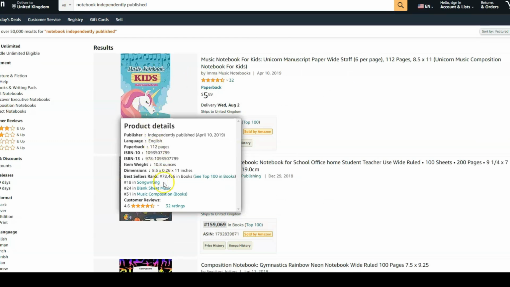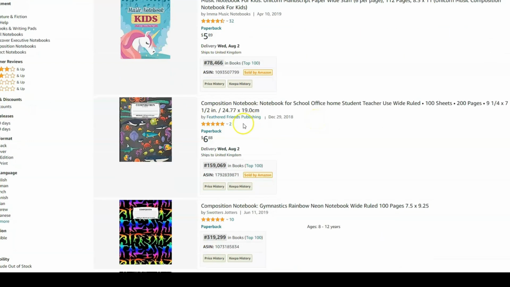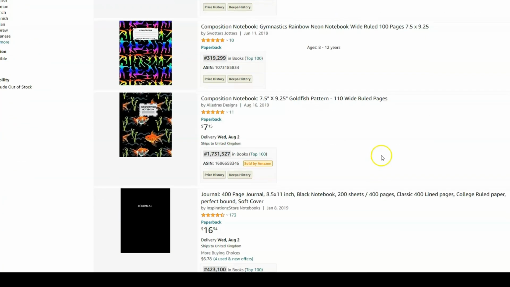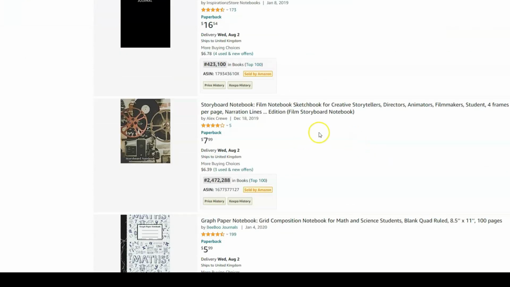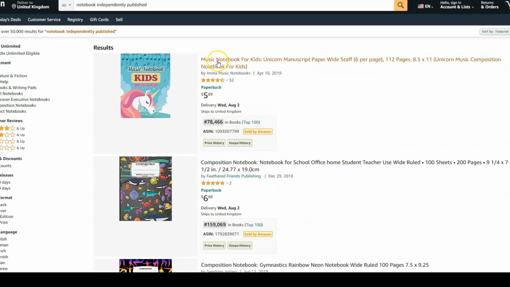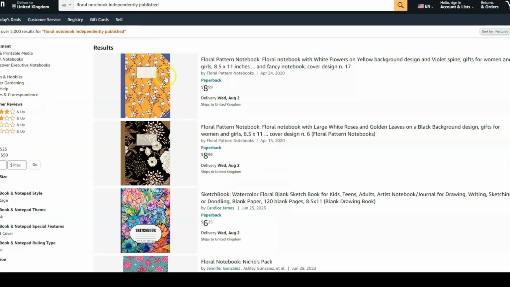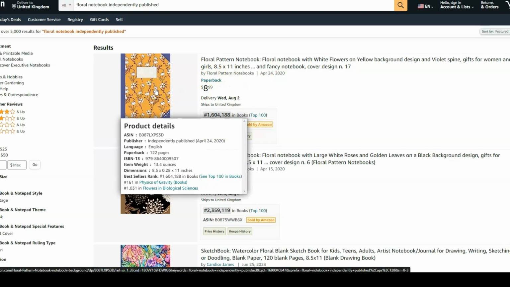So let's have a look. You can see here it's published under songwriting, blank sheet music, and music composition. That is because this book is targeted at music, but we just want a very plain notebook. So let's have a look what they've done with this one. This is under composition notebooks. Now ours isn't a composition notebook, so we just want to publish under notebook, so we keep searching. So let's just see if we can get a floral notebook. So floral pattern notebook, let's see what they've published it under.